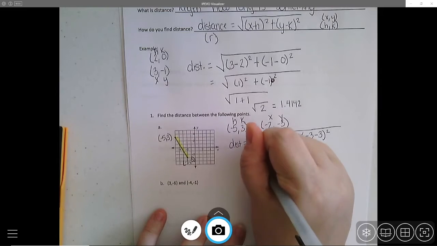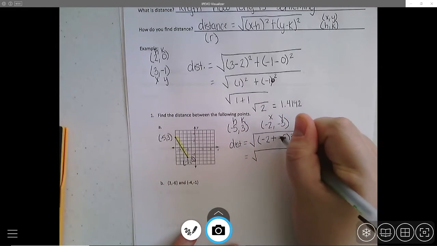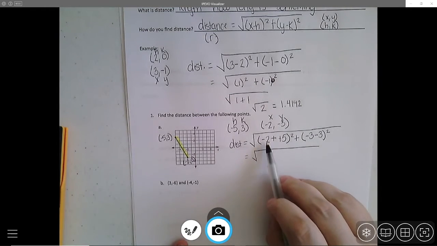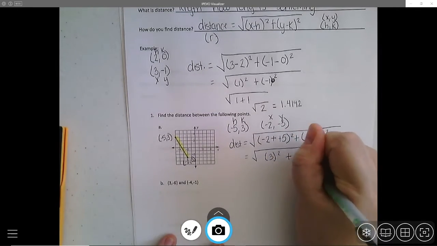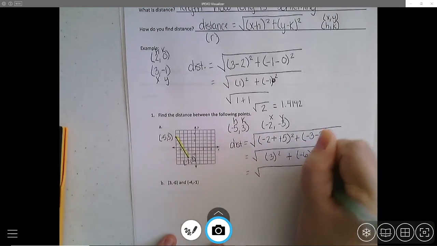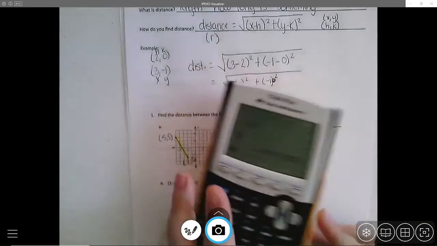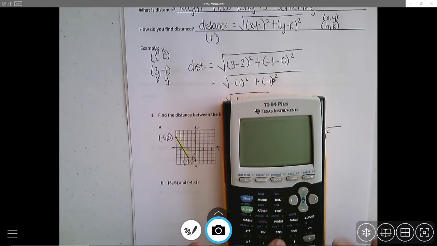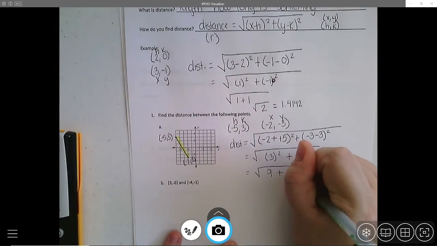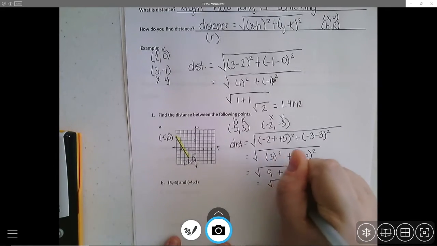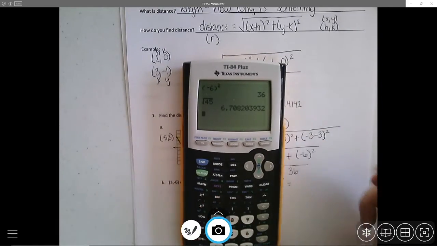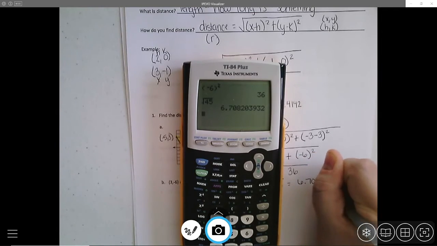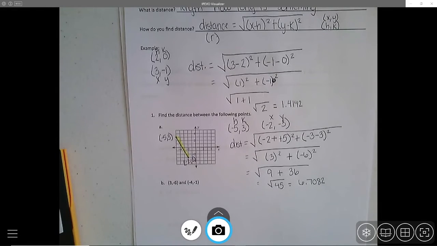So now simplifying. Negative 2 minus a negative 5. If you have minus a negative, remember it changes to plus. So this is really negative 2 plus 5, which is 3 squared, plus negative 3 minus 3, which is negative 6 squared. This is the square root of 3 squared, which is 9, plus, when you get to the negative 6 squared, put it in parentheses. Parentheses negative 6 squared, 36. Any number squared, whether it's positive or negative, should come out to be positive. This equals the square root of 45 when I add them together. If I do the square root of 45, I get 6.7082. There would be my final answer.